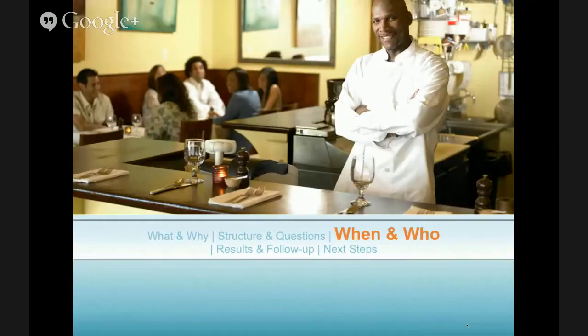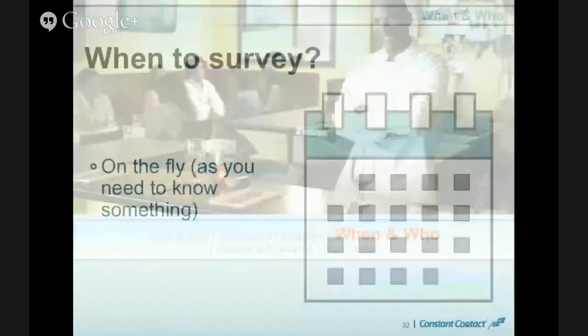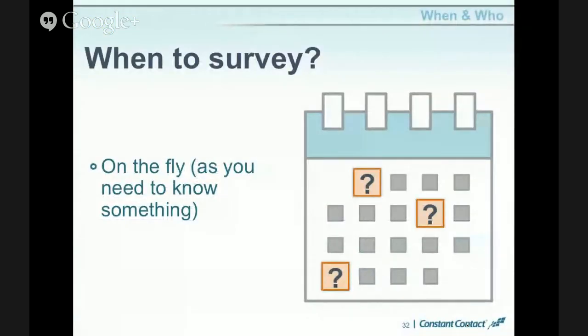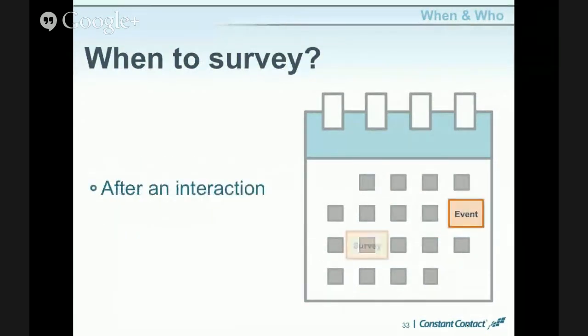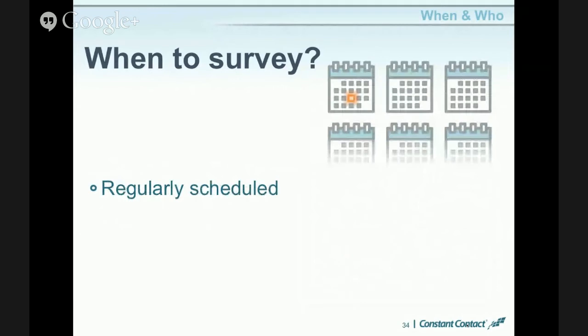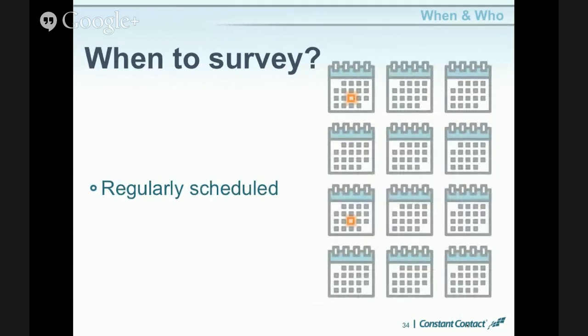So let's talk about when and who to target that survey with. First off, when to survey. If you need to know something, post it right after every interaction. If you have regularly scheduled events or meetings, you might schedule surveys at regular intervals, maybe 6 months apart. People will understand that, and you'll be able to spot trend lines and know if something has changed, especially if you're asking the right questions.